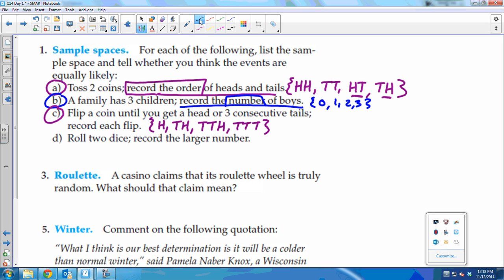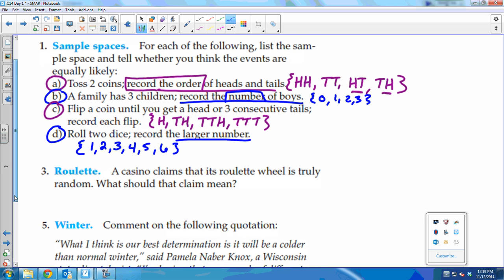The last one is roll 2 dice, record the larger number. So if you're rolling 2 dice, what's the smallest number you could get? 1, because you could roll 2 ones, and so the larger number would be a 1. You could roll a 1 and a 2, so 2 would be larger, right? And in the rest of these scenarios, you could get 3, 4, 5, or 6. You're just rolling the 2 and recording which one's bigger. So understand sample space, because that'll help you tomorrow.